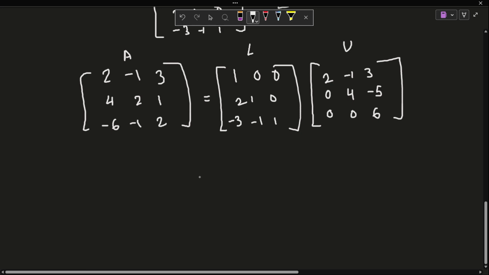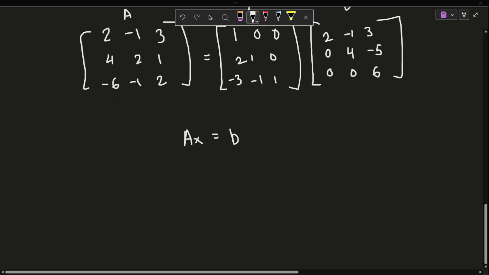Okay, so let's revisit our definition of a linear system in terms of matrix multiplication and a matrix equation. AX equals B, okay? But we know that A is equal to LU, so LUX equals B. Let's associate U and X here.